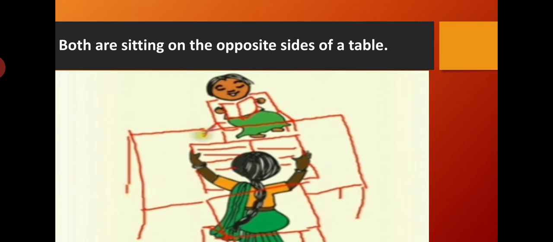दोनों लोग टेबल के ऑपोजिट साइड्स में बैठे हैं. Both are sitting on the opposite sides of a table. एक साइड तमन्ना बैठी है और उसके ऑपोजिट साइड में who is sitting? Yes, her mother is sitting.